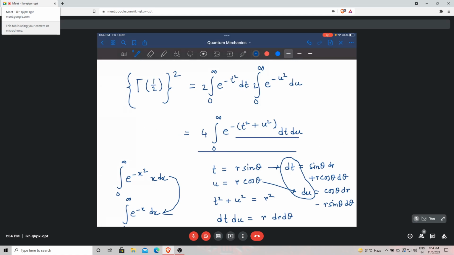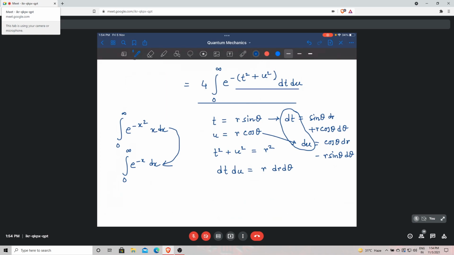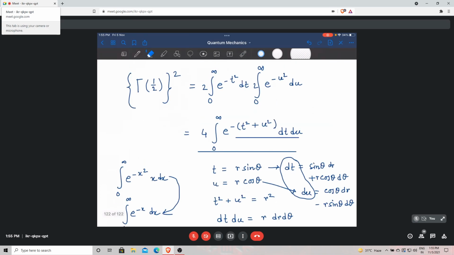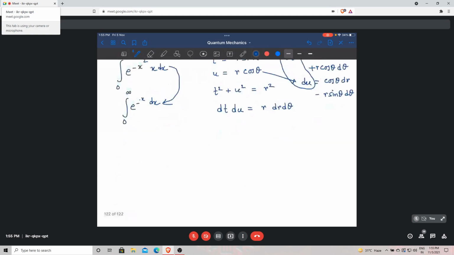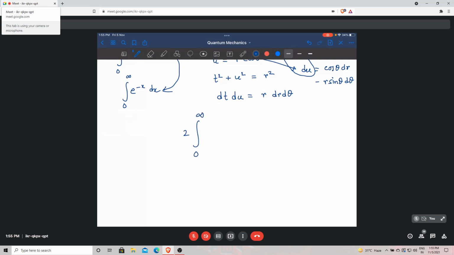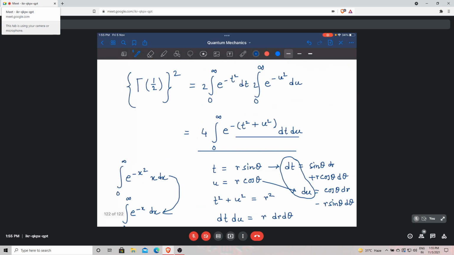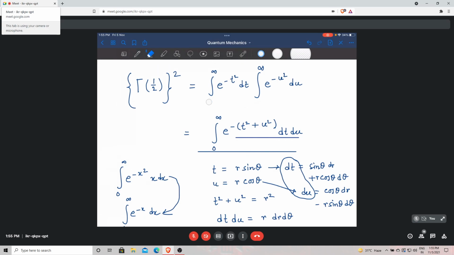now what will be the limit of theta? Because t goes from 0 to infinity, and theta goes from 0 to what? Acha, one thing. What we can write before this line: suppose we had 2 times the integral from 0 to infinity of e to the power minus t squared dt. Can I write this as the integral from minus infinity to infinity of e to the power minus t squared dt? Yes. That makes things clearer, so I will omit these twos and write minus infinity to infinity.